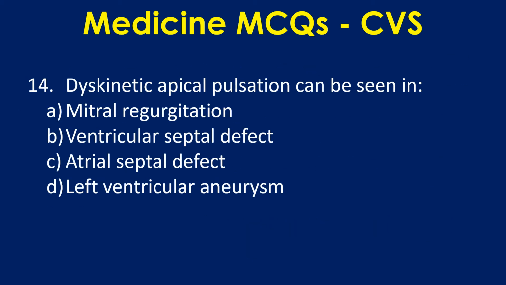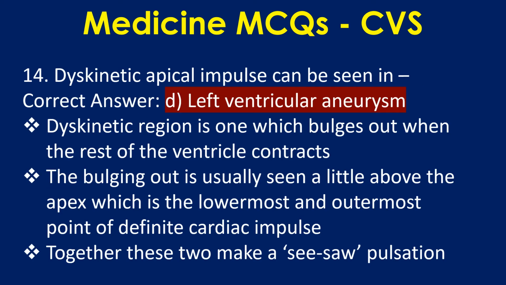Dyskinetic apical pulsation can be seen in A. Mitral regurgitation, B. Ventricular septal defect, C. Atrial septal defect, D. Left ventricular aneurysm. Correct answer: left ventricular aneurysm.